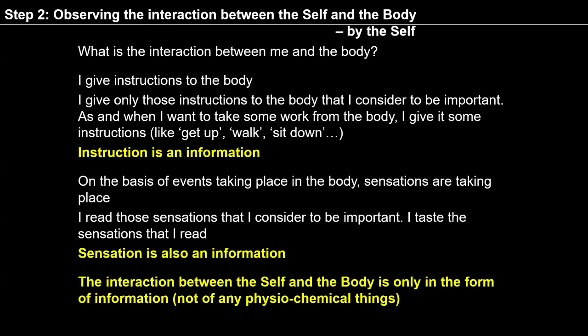Then in step 2, I am observing interaction between me and the body. And I can observe that interaction is taking place in the form of information. So I give instruction to the body whenever I think it is important. I read sensation from the body whenever I think it is important. So interaction is taking place in the form of information. That instruction is also information. That sensation is also information. No physiochemical things are being exchanged between the two, between me and the body.